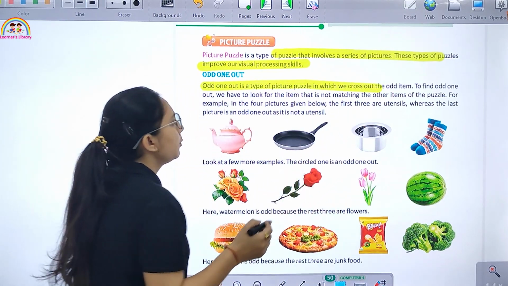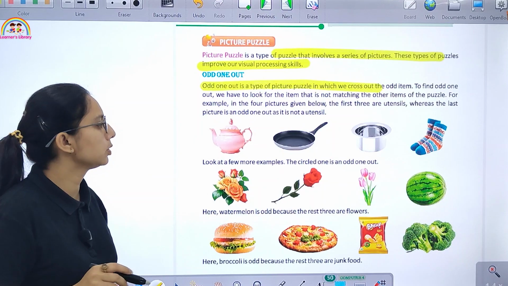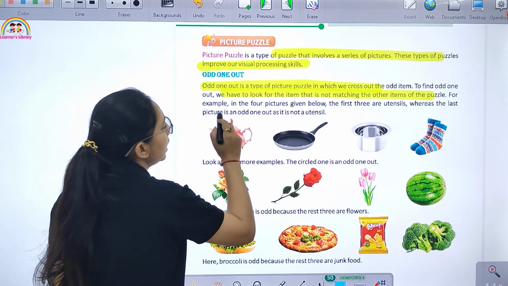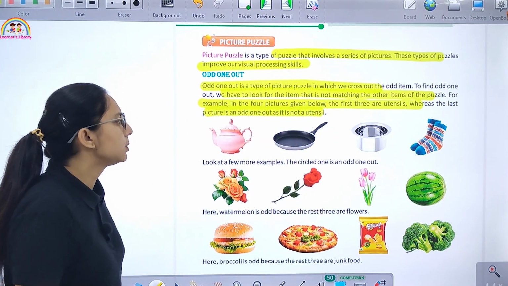Odd one out is a type of picture puzzle in which we cross out the odd item. इसमें क्या करते हैं, जो भी odd item है उनको हम cross out करते हैं. We have to look for the item that is not matching the other items. For example, in the 4 pictures below, the first 3 are utensils, whereas the last picture is the odd one.